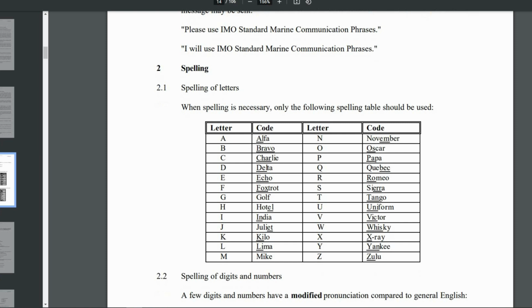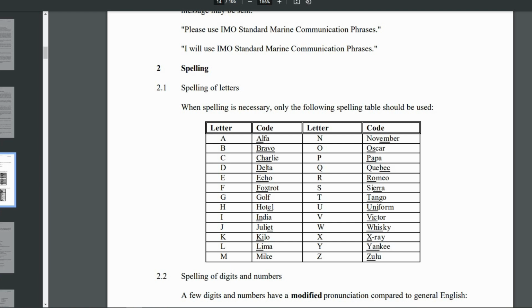I, India. J, Juliet. K, Kilo. L, Lima. M, Mike. N, November. O, Oscar. P, Papa. Q, Quebec. R, Romeo.